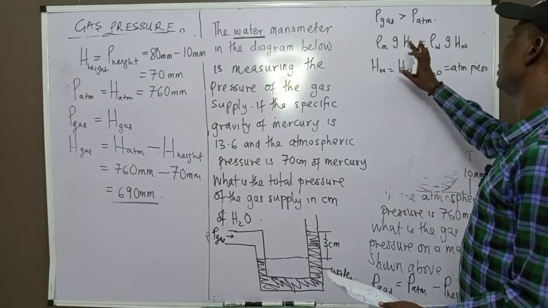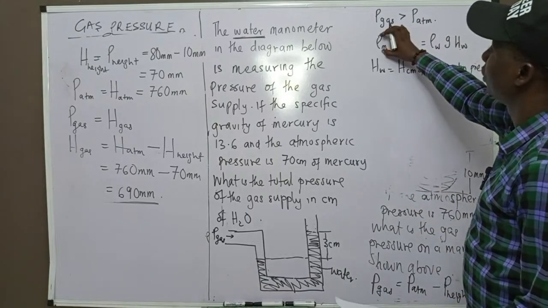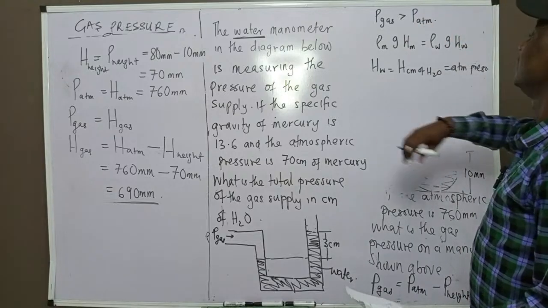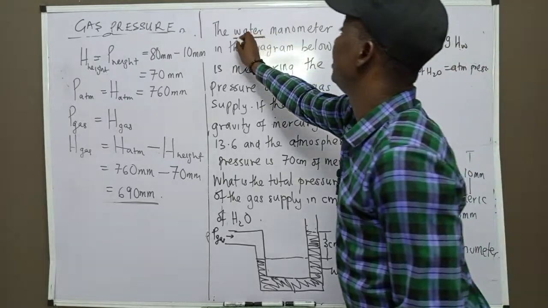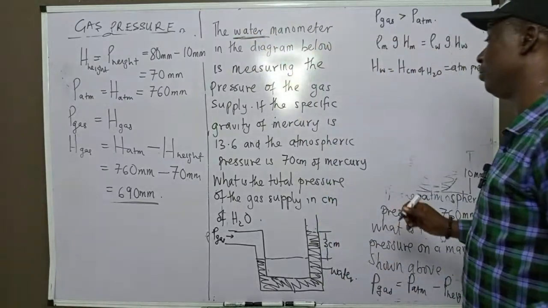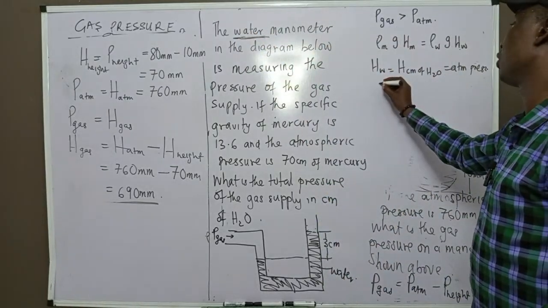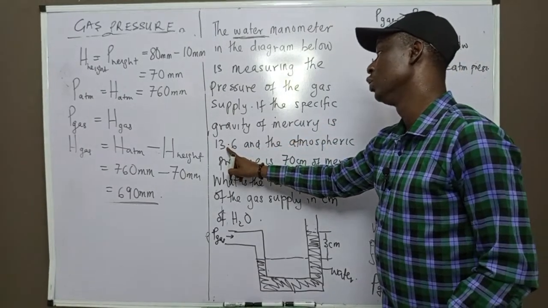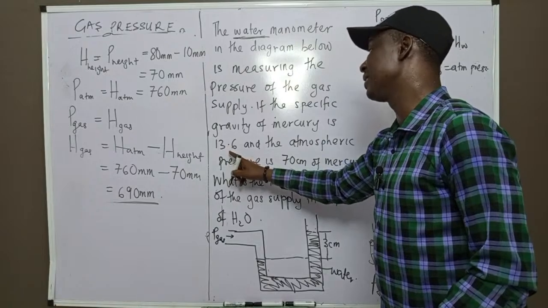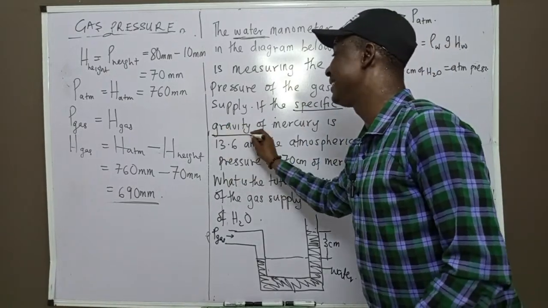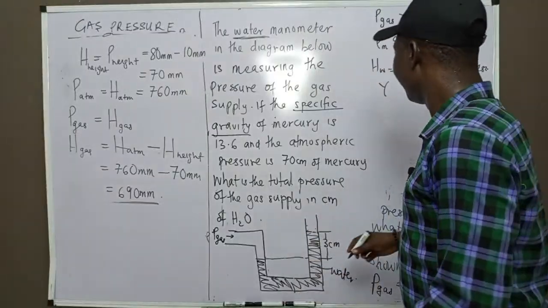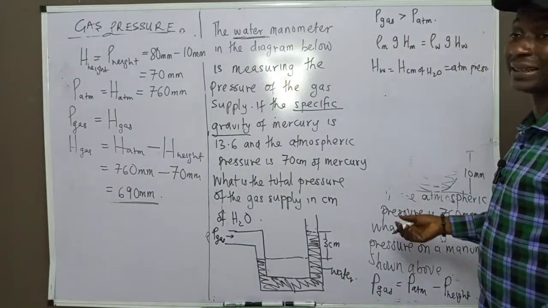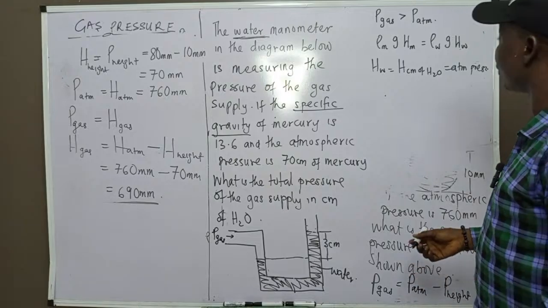Now, what we want to do is convert the mercury height to water height, because what we are given is not a mercury manometer, it's a water manometer. Sometimes we can also convert the relative density, or specific gravity, which is also known as relative density. Don't forget, this also applies to A level, because sometimes they can give you something like that. Now look at the board.